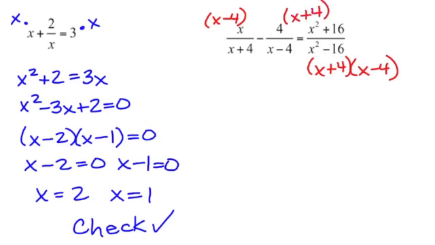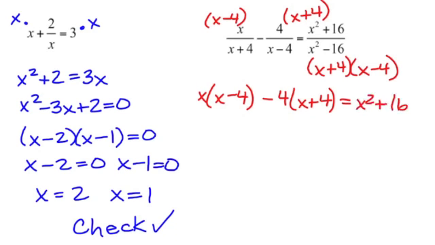Now that we've made a common denominator, remember we're only looking at the numerators. We don't need to deal with the denominators anymore. So we're going to have x times x minus 4, and then we're going to have minus 4 times x plus 4, because this is a subtraction problem, equals x squared plus 16. Go on ahead and distribute everything out. Make sure you're distributing a negative 4, so it's negative 4x and negative 16.